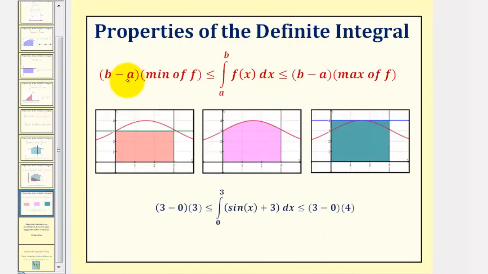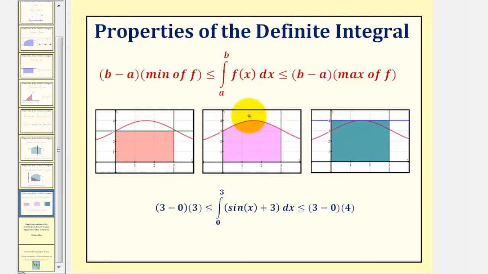Here we're given the quantity b minus a times the minimum of function f on the closed interval from a to b is less than or equal to the integral of f of x from a to b, which is less than or equal to the quantity b minus a times the maximum of function f on the closed interval from a to b. Let's begin by looking at this middle graph here, where the function graphed is f of x equals sine x plus 3.